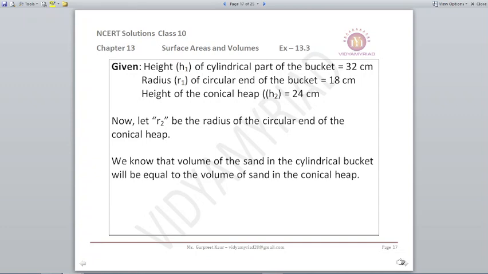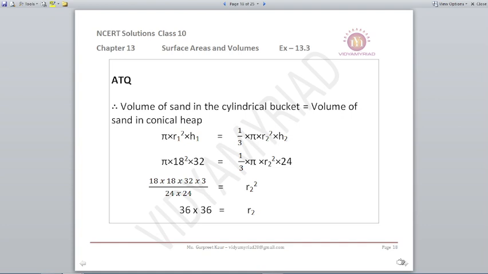It is quite clear from that because we are emptying that bucket to make that heap. So what does it mean? According to the question, volume of the sand, it is in a cylindrical form, so pi r square h is equal to volume of the conical heap, that is 1 upon 3 pi r square h. Since the height we have taken h1 for the cylindrical and for the height of the cone we have taken as h2 since they are different.